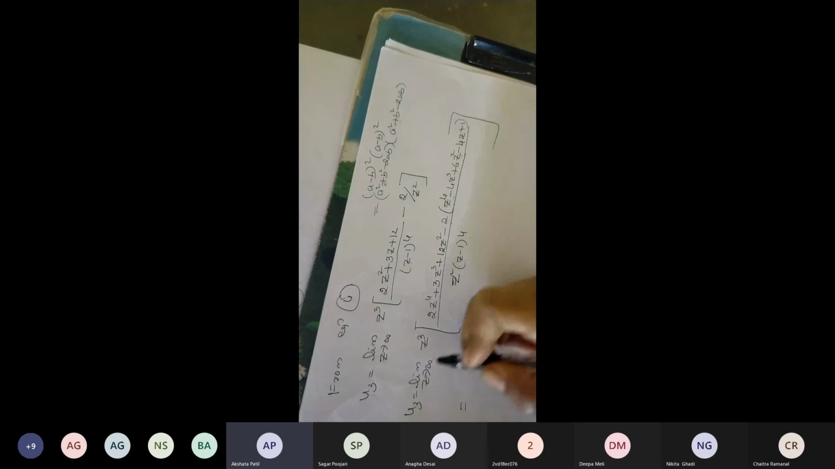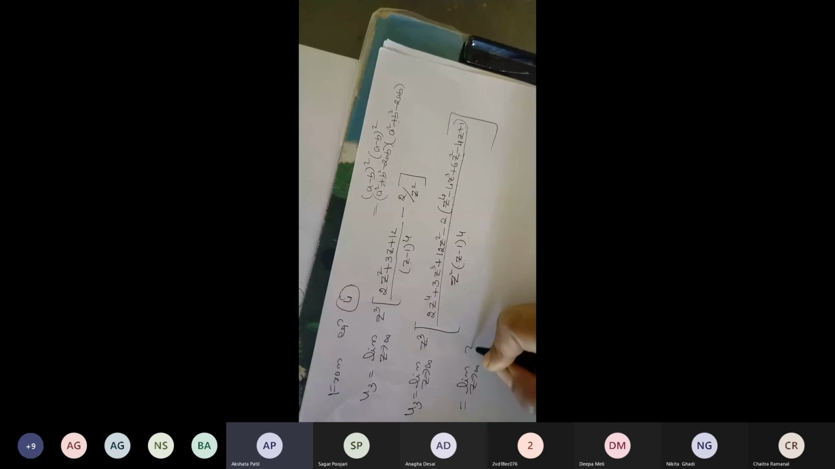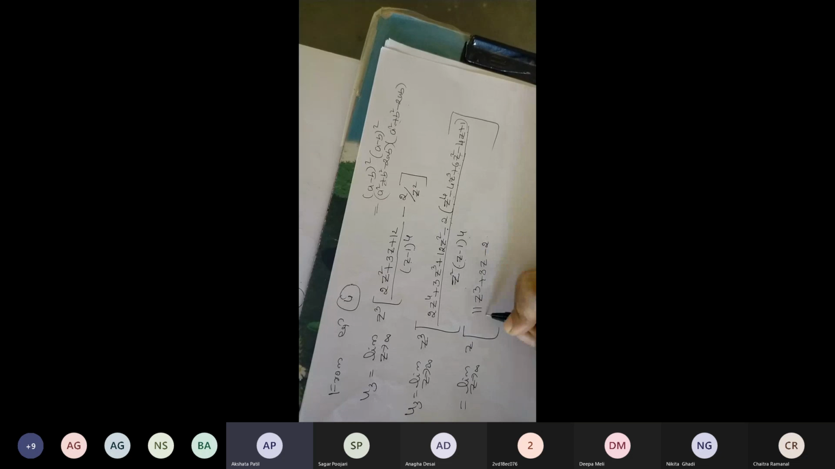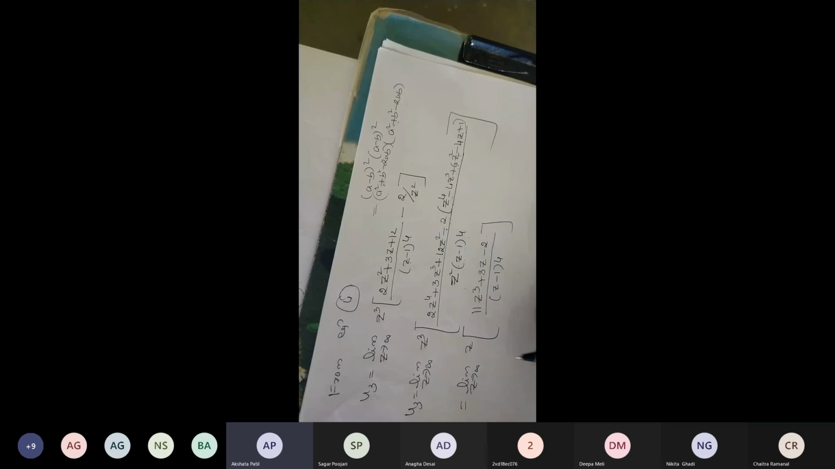Now what should I do? This z cube and z square get cancelled, so here the remaining is z. Z into, now the minus has to be multiplied inside the terms, and simplify this numerator function, so you will get 11z cube plus 8z minus 2 divided by (z minus 1) raised to 4. Since z square and z cube get cancelled, the remaining is z here. So the denominator is (z minus 1) whole raised to 4.